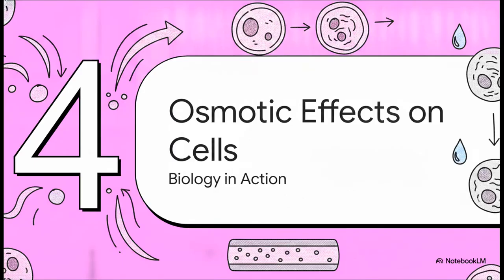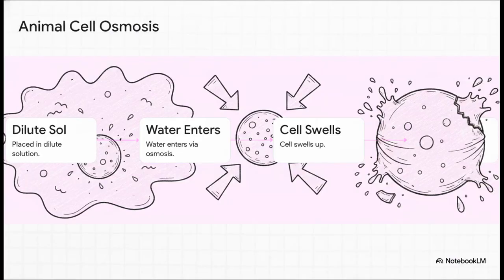Which brings us to section 4, osmotic effects on cells, biology in action. Let's see this in action. Take an animal cell, like a red blood cell, and drop it into a dilute solution with high water potential. That's step 1. Now, step 2, because the inside of the cell has a more negative water potential, water just rushes in via osmosis. Step 3, the cell physically swells up, kind of like a water balloon filling too fast.